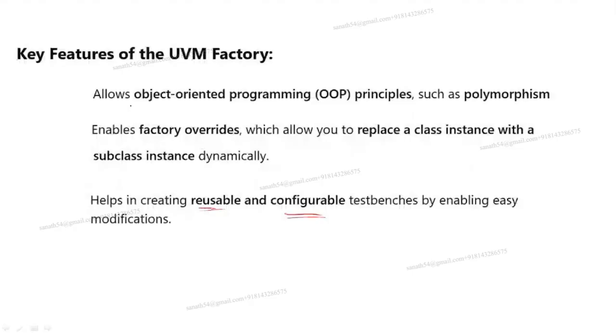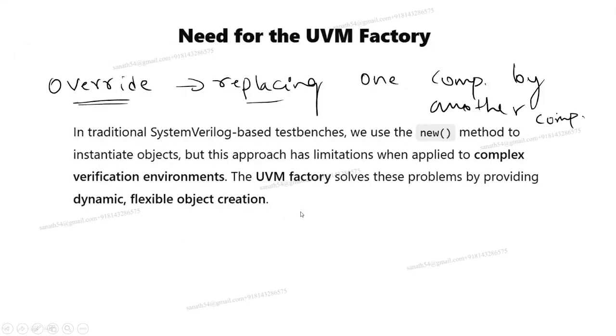What are the key features of the UVM factory? Object oriented programming principles such as polymorphism will be there. Factory overriding, that we'll discuss. What is factory overriding? Factory overriding means we can replace a class instance with a subclass instance dynamically, and it helps with reusability and configurability. Overriding means we are replacing one component with another component. We'll see one example also.